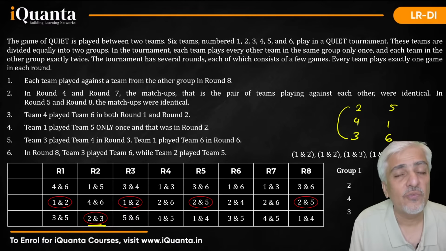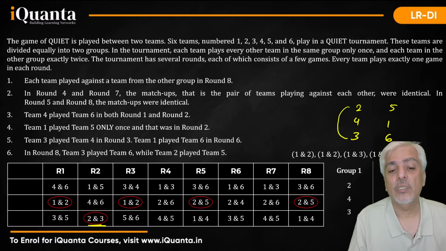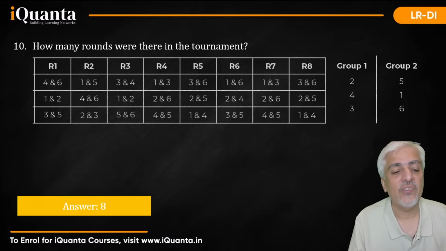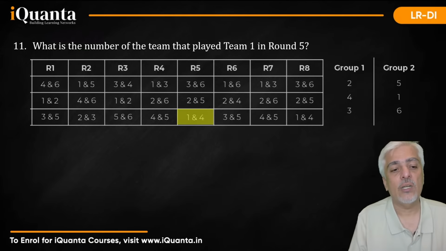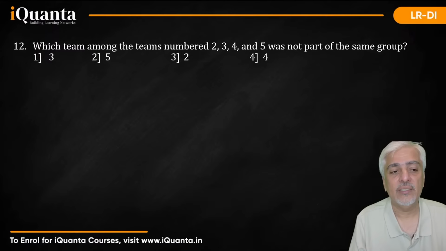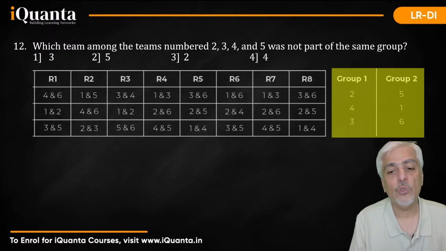I thought again this was a very, very doable set. In fact, as easy as the surfers and blogger. Just take this data, solve it. Questions are very straightforward. How many rounds were there? 8. We already answered that. What is the number that played team 1 in round 5? 4. Anyway, it's a theta, so you should have marked something or the other. Which team among the teams number 2 to 5 were not in the same group? So we saw that 5 was not in the same group.